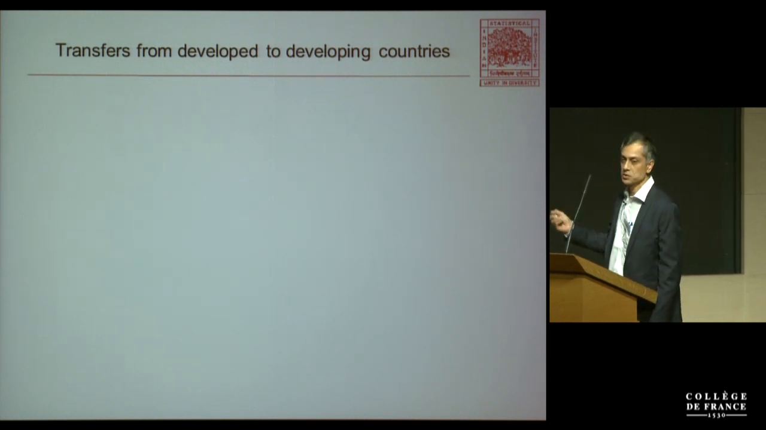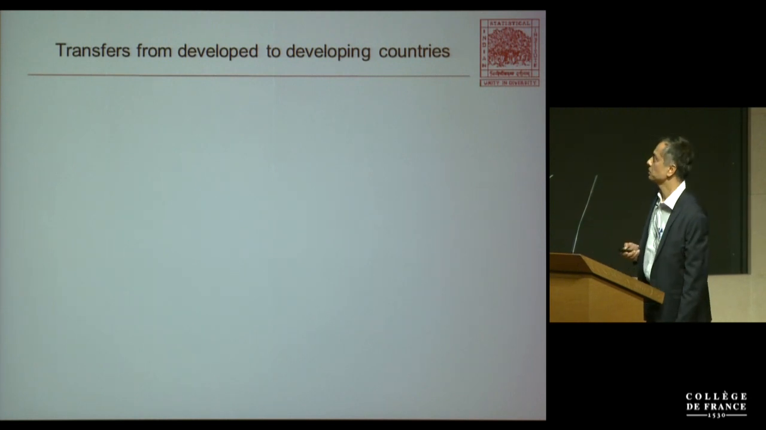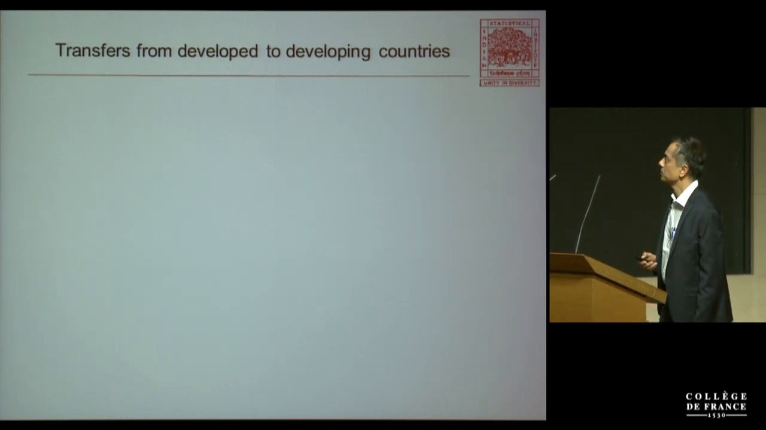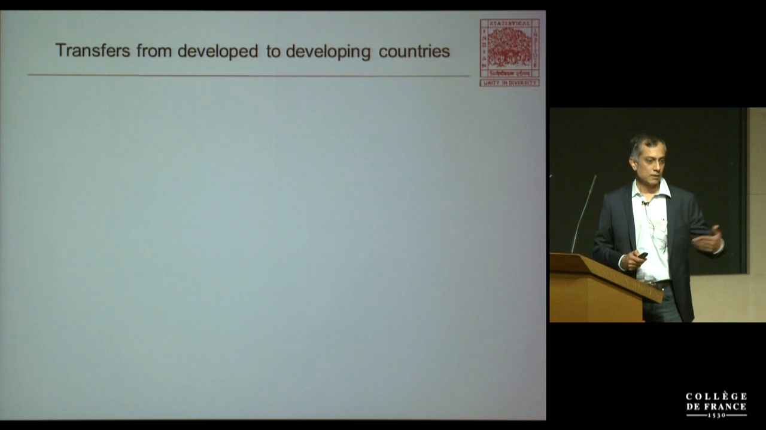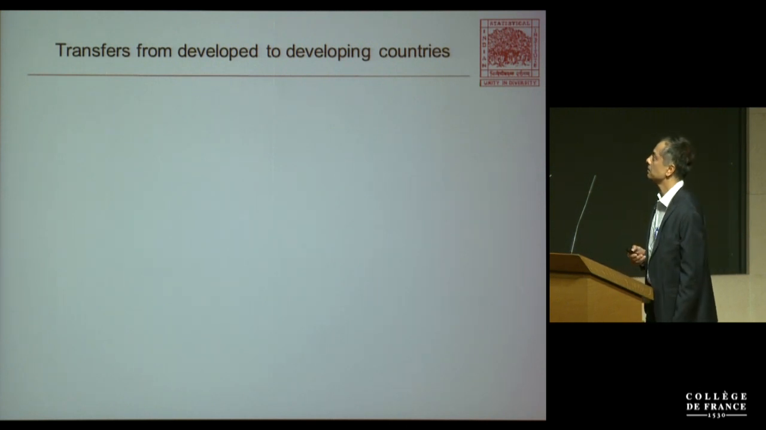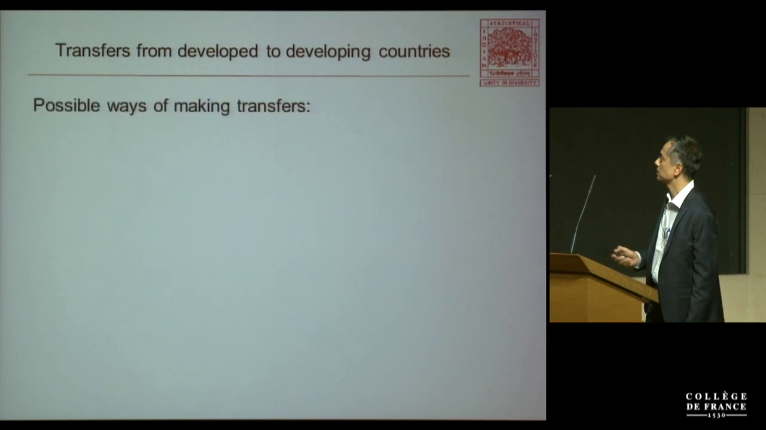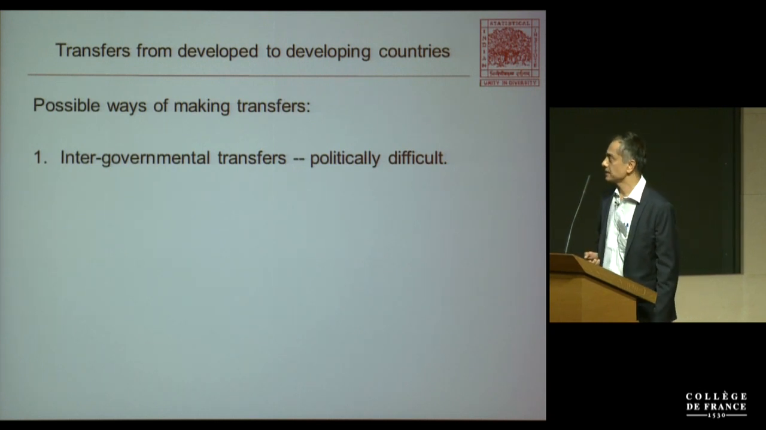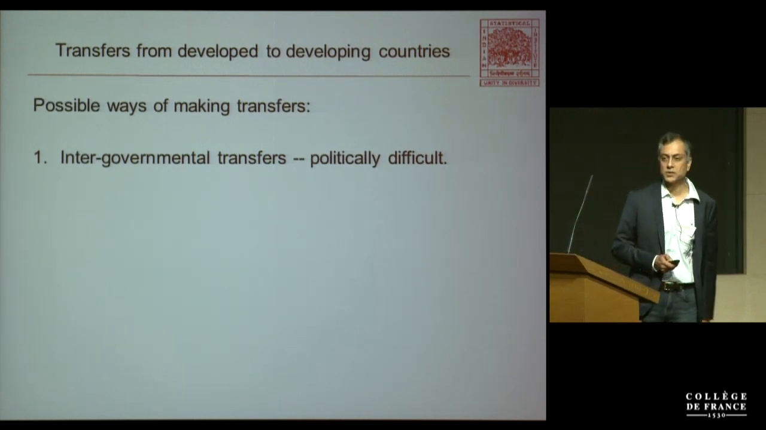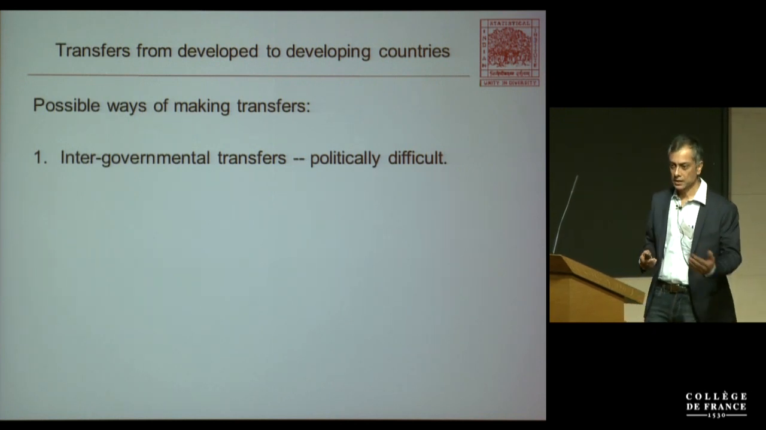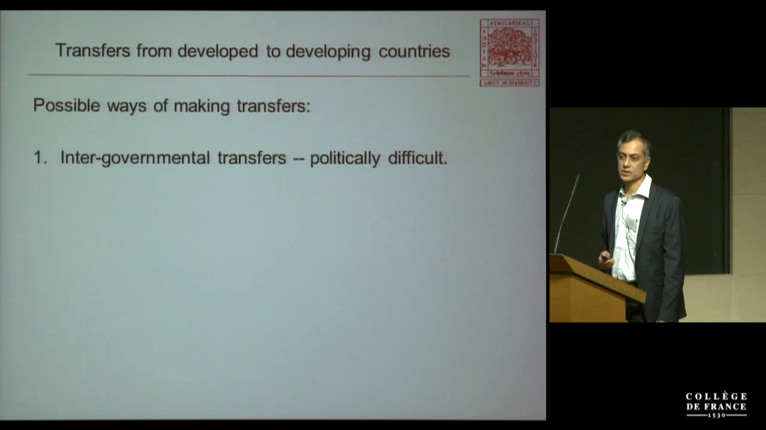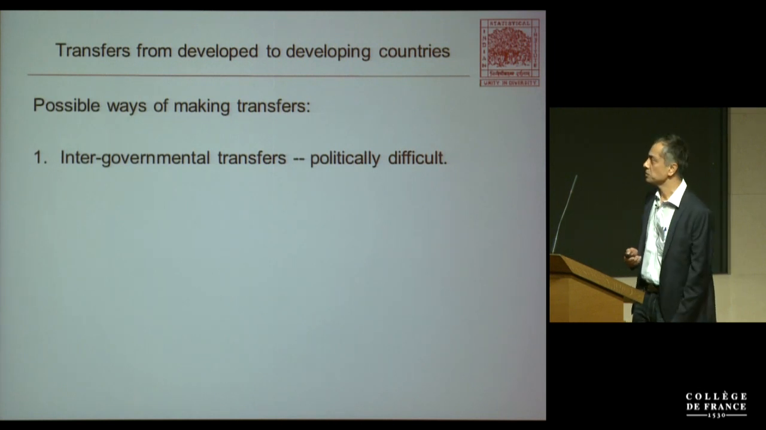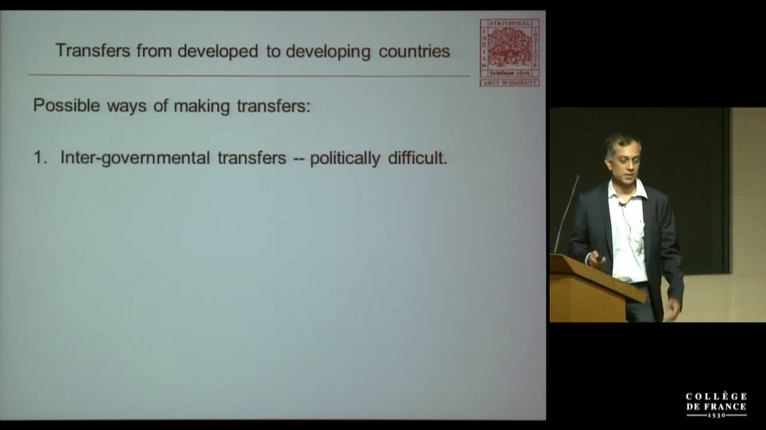Let's look at the third possibility, which is what I want to spend a little more time on today. Transfers from developed to developing countries to pay for these emissions to be avoided. And so there are possible ways of making transfers broadly. There's intergovernmental transfers, that is government-to-government transfers. That's what the developing country governments want. That's what they go to the negotiating table about mostly. And this is, of course, from the developed country perspective, politically difficult. In fact, probably it's just a non-starter.